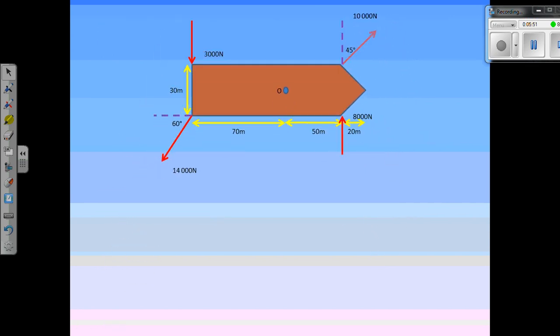So that one there, it's going to have its resolved forces: 10,000 cos 45 going vertical, 10,000 sine 45 going horizontal. This one here, it's going to have 14,000 cos 60 going horizontal, 14,000 sine 60 going vertical.